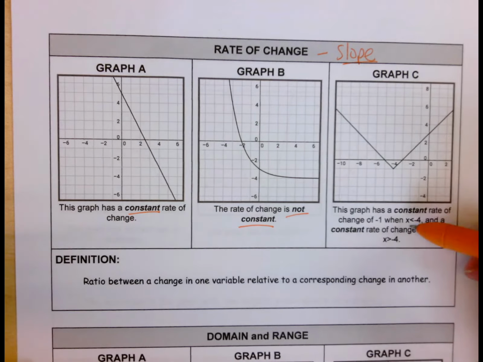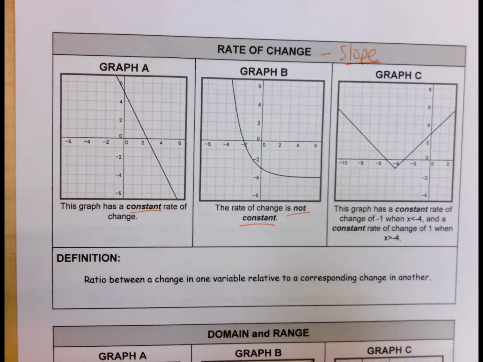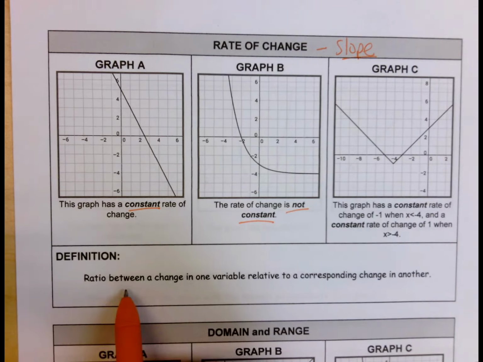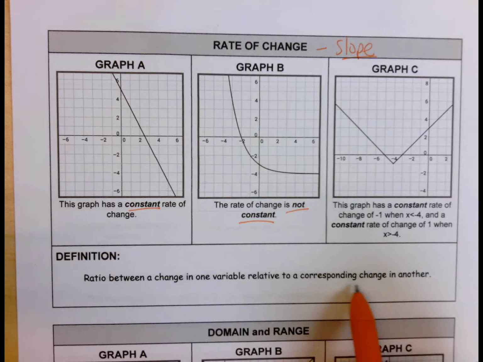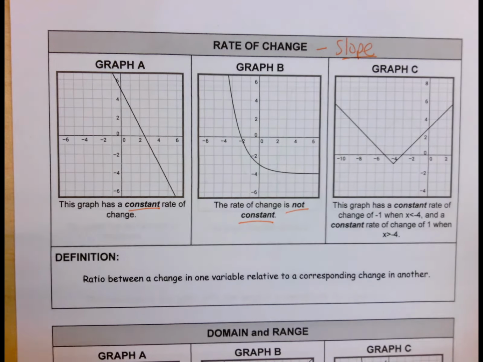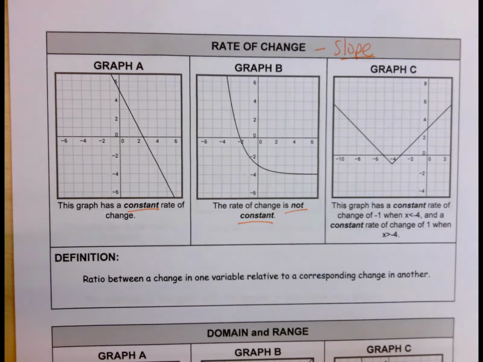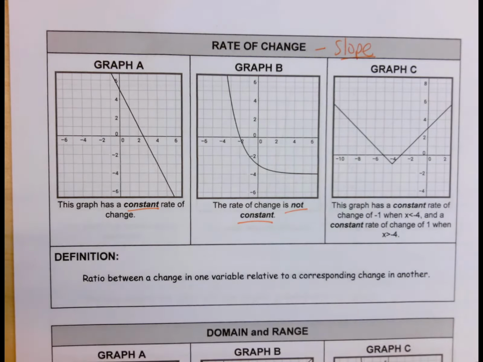So this graph is a little different because it has a constant rate of change to a point, and then it turns around and has a different constant rate of change. Okay, one is a negative and one's a positive rate of change. So that's another way that you might see a rate of change written. Okay, so definition: it's the ratio between a change in one variable relative to a corresponding change in another. It's the slope. Okay, so that's a criteria that you can use for grouping different functions.